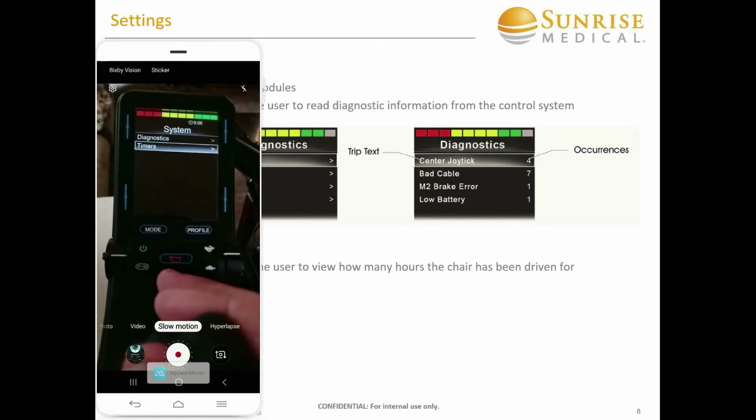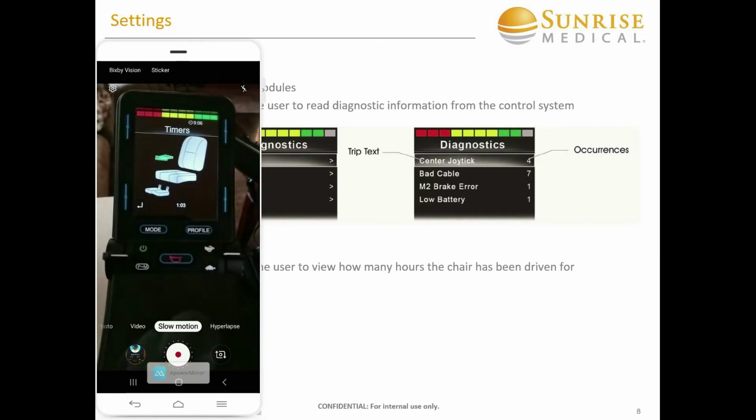There's also one called timers, and timers gives you an idea as to how much time the actual chair has driven. This chair has driven 1 hour and 3 minutes. So that's not how much time it's been on, but how much time it's actually been driving.